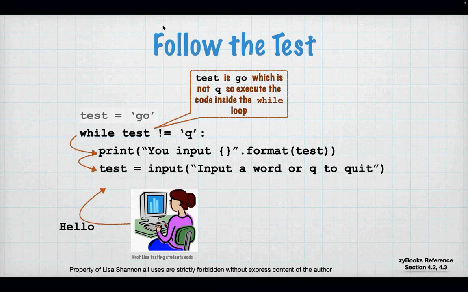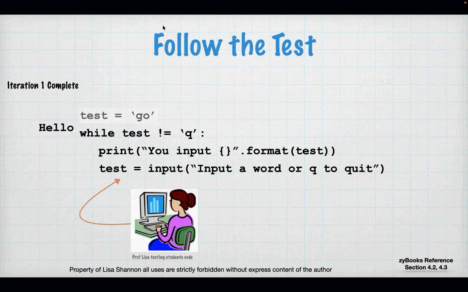So it's going to ask me to input test. I'm going to input hello. We go up to the top of the loop. I finished the first iteration. The first iteration was when it printed out your input, and then it did the test asking for input from the user.